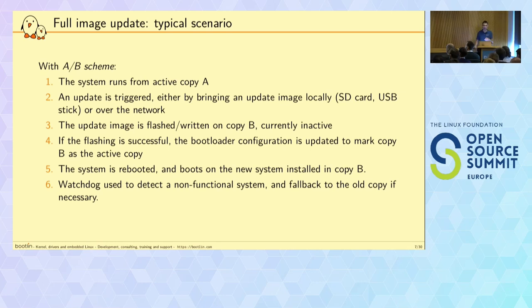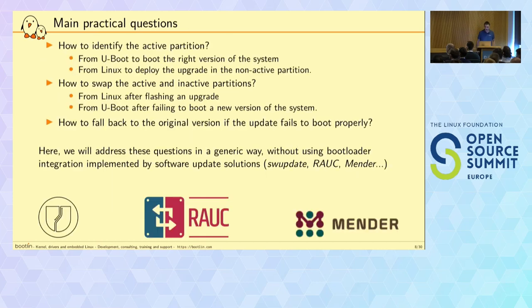So the system will reboot on that new active copy and try to boot successfully. If it doesn't work, you can use a watchdog to detect that, reboot and fall back to the old copy if necessary. There are also a few tricks to detect a failed update. The main practical question I had to solve is how to identify the active partition.